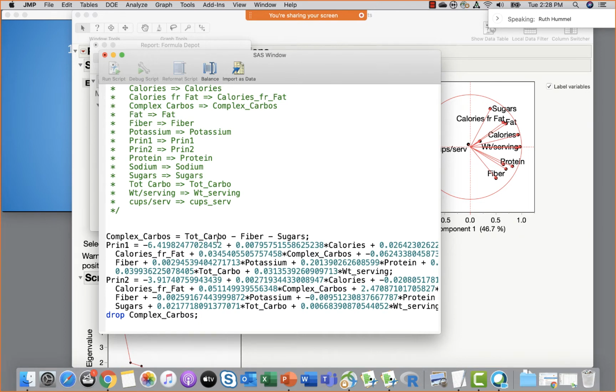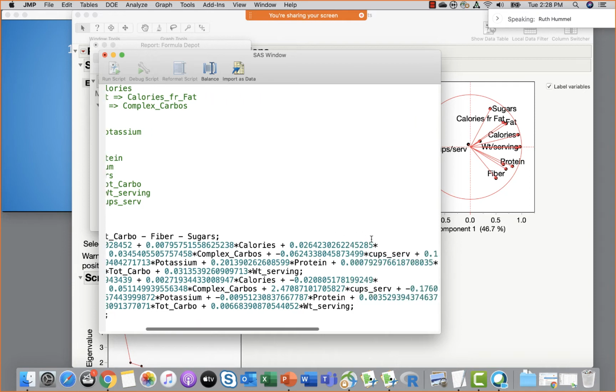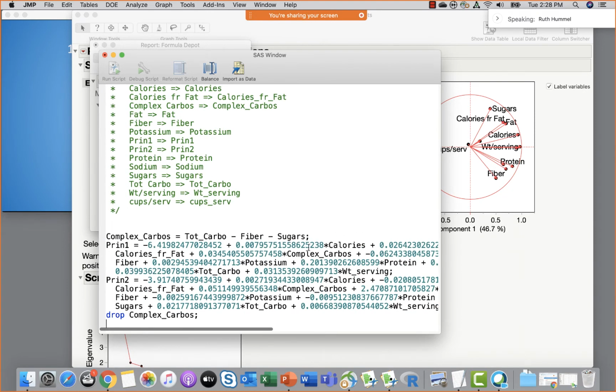The first one, it starts with like an intercept essentially, and then a slope times the calories, and a slope times calories from fat, and a slope times complex carbohydrates. So there's a slope or an effect coming from every one of our original variables, and that principal component is just a linear combination of all of these pieces from the other original variables. So in some ways, principal components doesn't do a lot for you because you still have to collect all 11 variables. You just get to put them into an equation and transform them into these new components called principal component 1 and principal component 2.